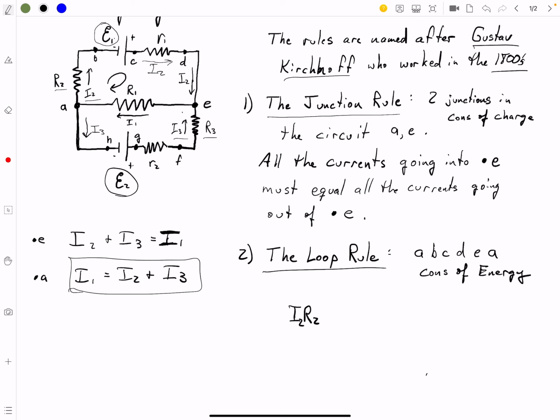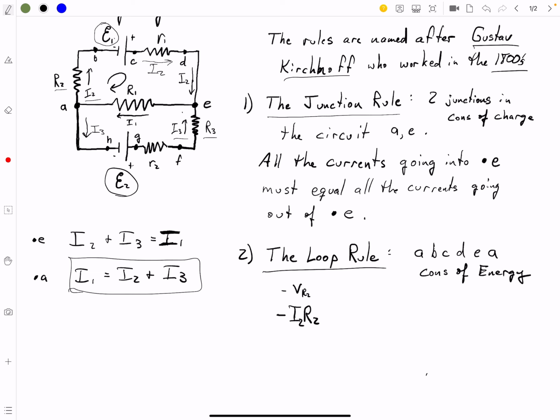However, what is happening as we go from A to B? Do we go with I2 in the same direction? We are losing that voltage. We're dropping down across that voltage. So that is a negative I2 R2 because as we go across it, we lose the current times the resistance voltage. So that is the voltage across R2, and it's negative.